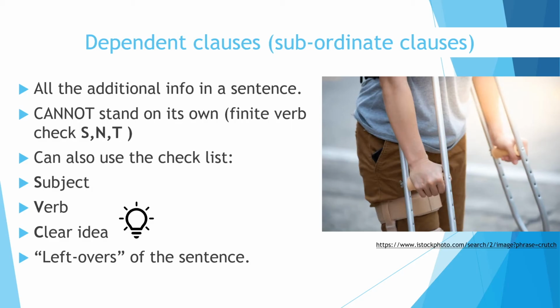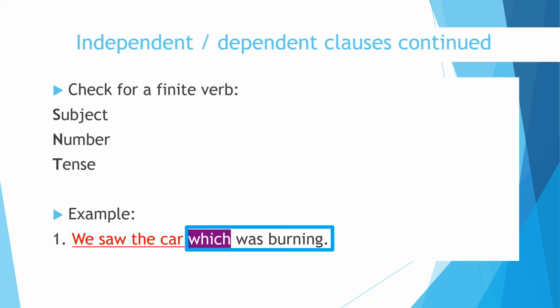You can use the rhyme SNT, subject, number, or tense, to check if there is a finite verb, but you can also use this rhyme: subject, verb, clear idea. Does the part of the sentence have a subject? Does it have a verb? And does it have a clear idea? We can also think of the dependent or subordinate clauses as the leftovers in the sentence. Let's look at a couple of examples.